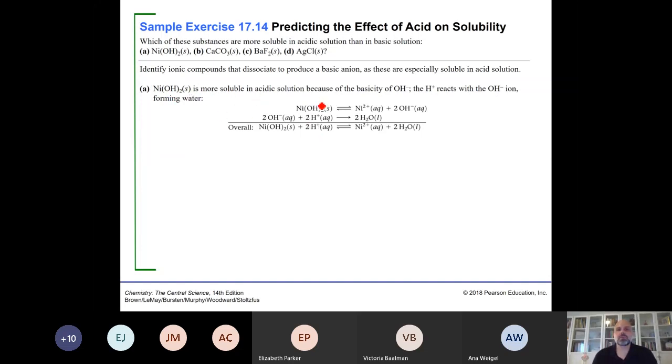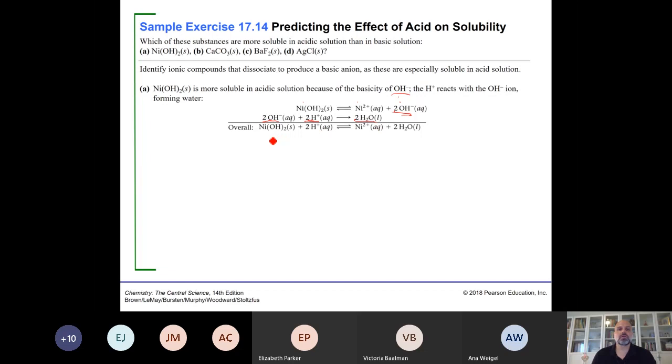It's more soluble in acidic solutions because of the basicity of the hydroxide ion. The H plus will react with the hydroxide ion, forming water. So this is what we're showing here: nickel hydroxide dissociates to give us nickel ions and hydroxide ions. When we add protons, they react with the hydroxide ions being formed, so these two hydroxide ions react with two protons to form two water molecules.